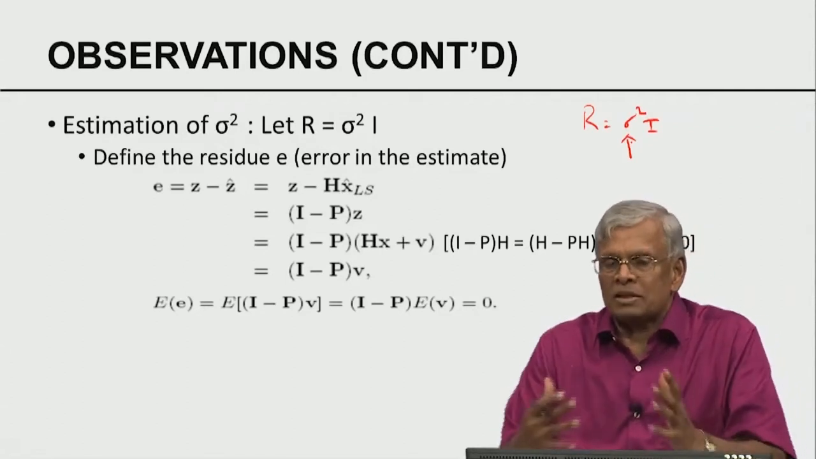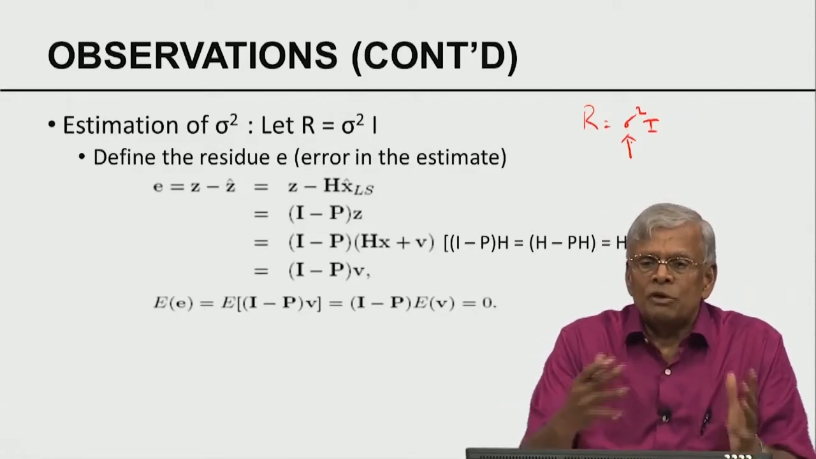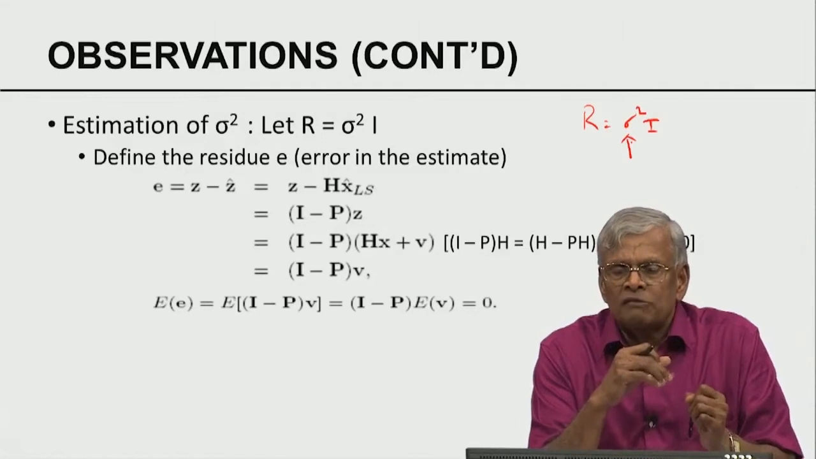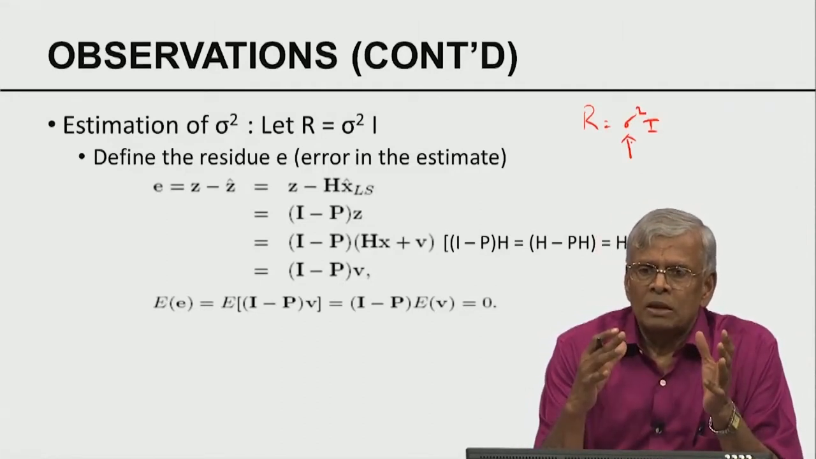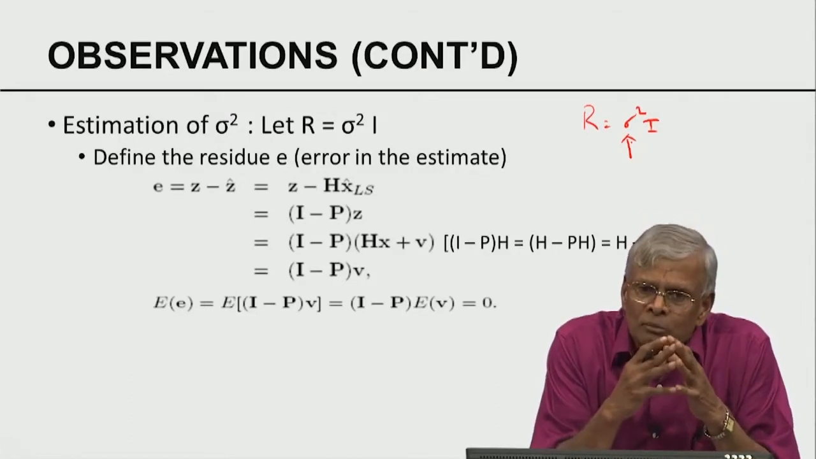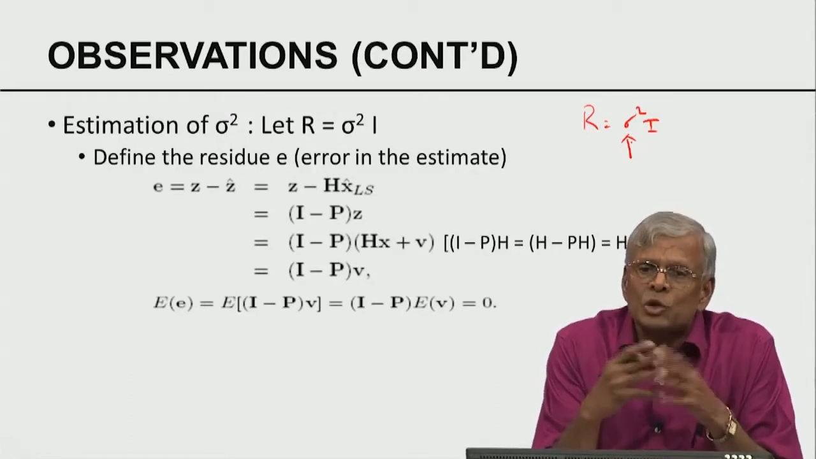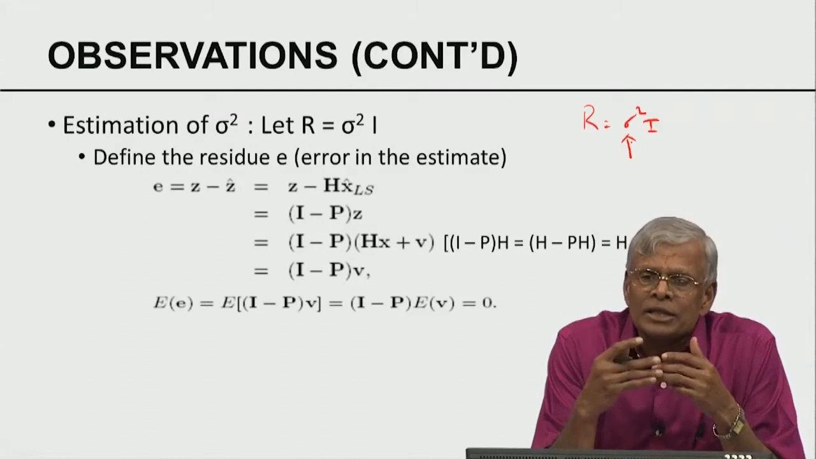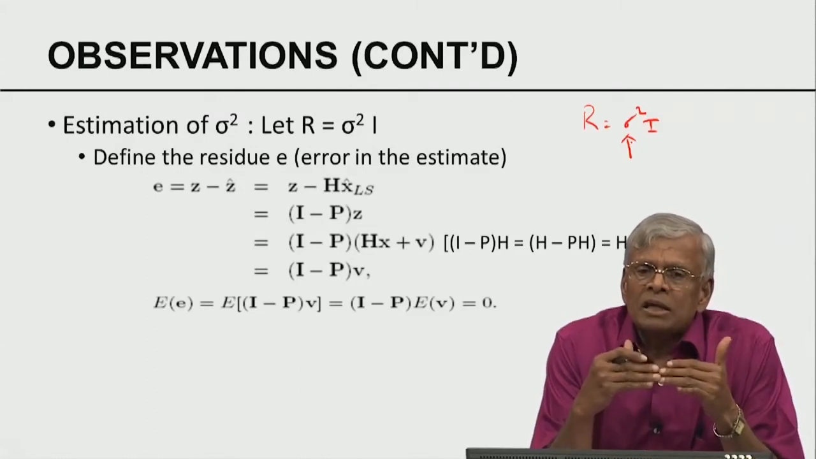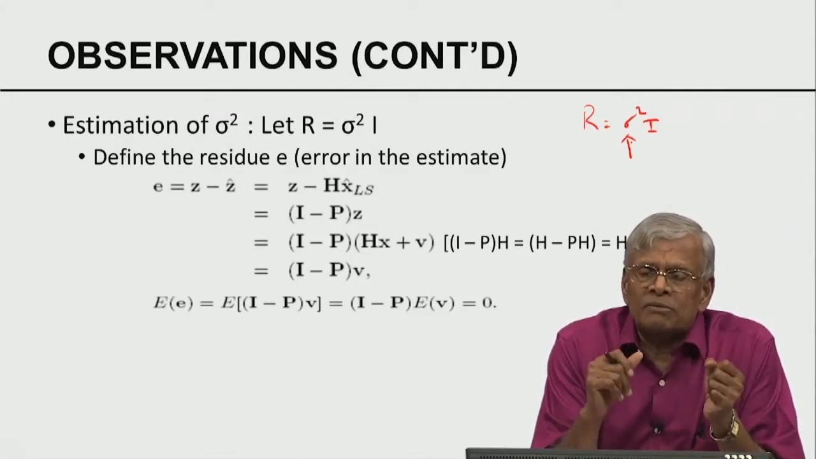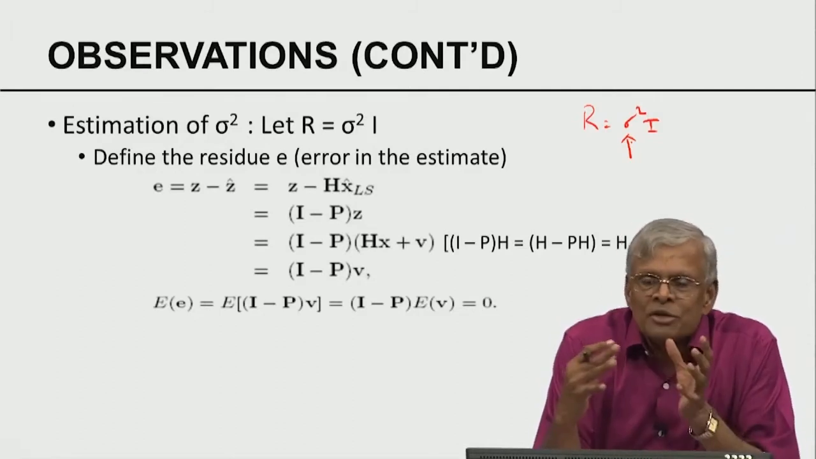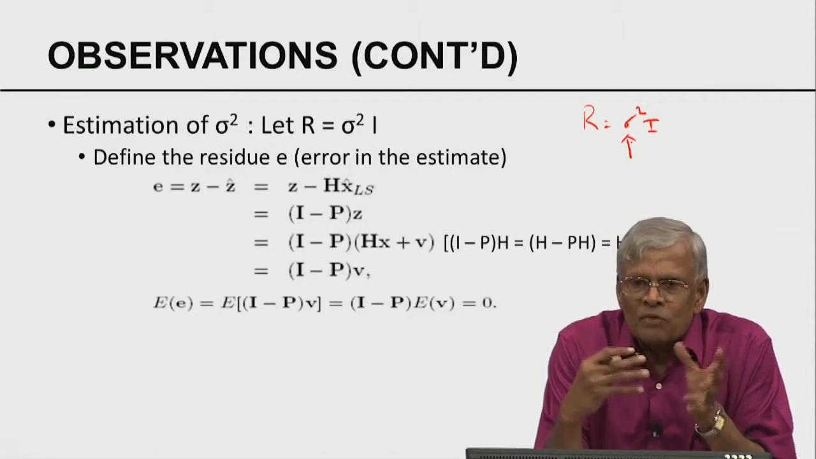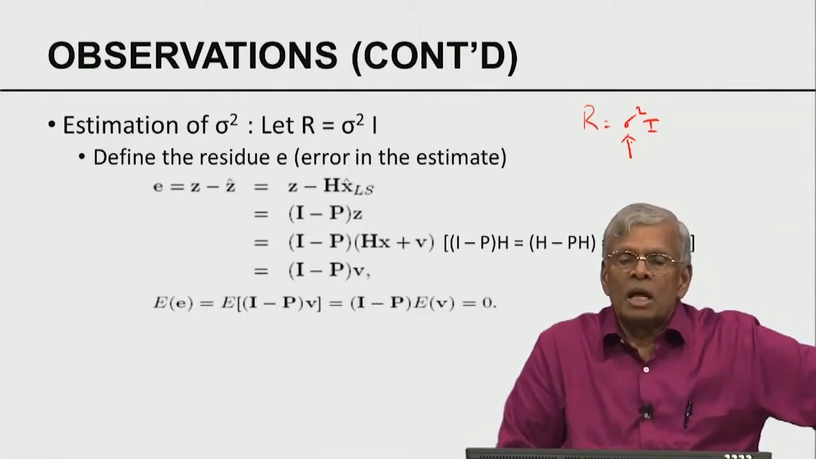Let me pose the problem like this. We have already seen we use satellite observations. We generally don't know what is the covariance of satellite observations. So is there a way to formulate your estimation problem such that using which I can at least hope to estimate the variance of satellite observations or radar observations? That's one way to think of this problem as a motivational question.